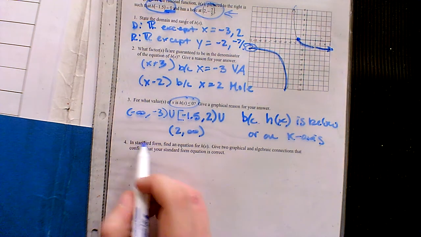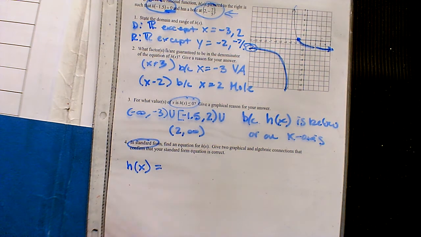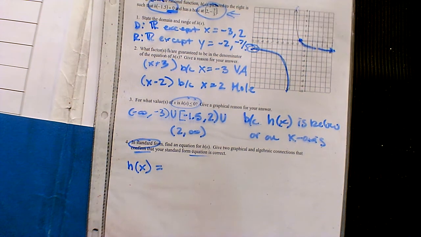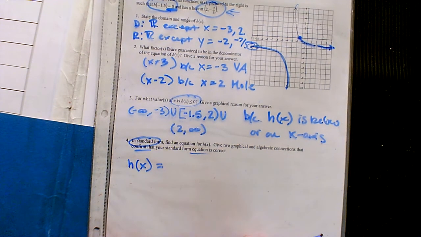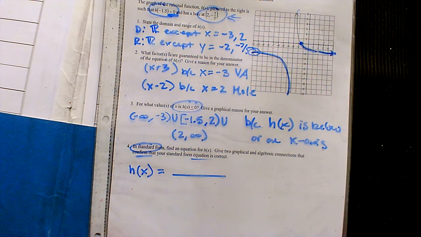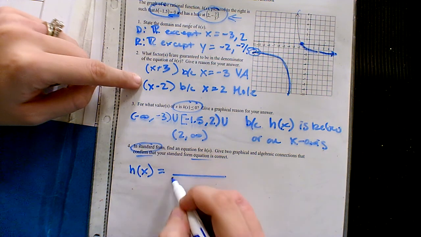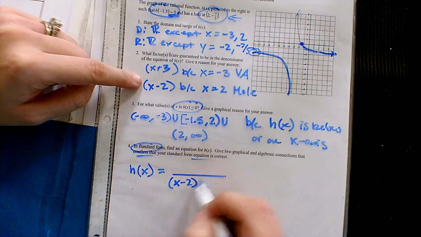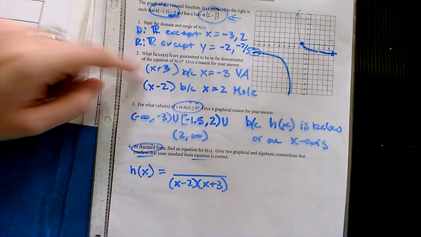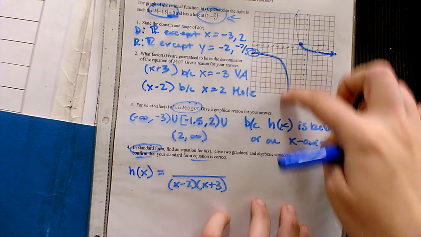All right, let's try the last one. In standard form, find the equation for h of x. Give 2 reasons that support or confirm that your equation is correct. Can we start to think about it in factored form, and then we'll turn it into standard form? What would this equation look like? We already did number 2, where we wrote down the factors that should be in the bottom. Can we think about any factors that should be up top?